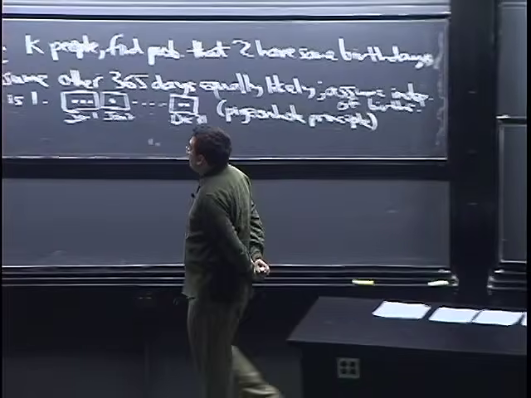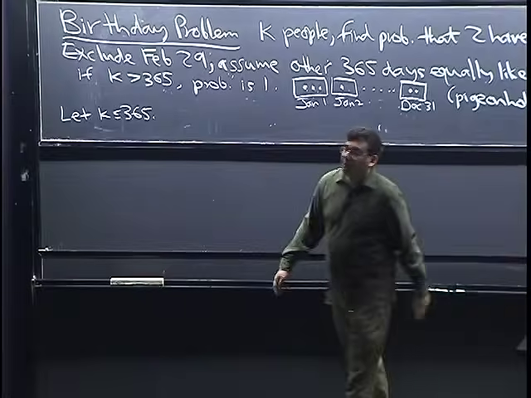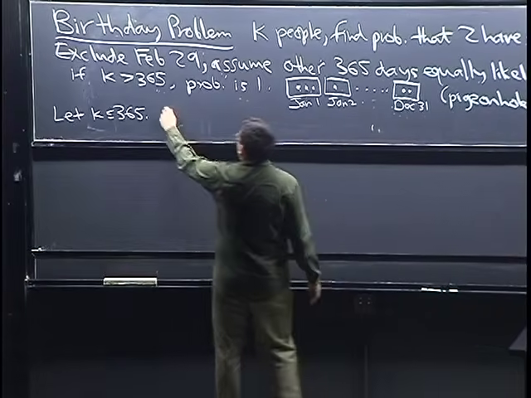Okay, so let's find the probability of a match. Now, it's a little bit easier to work with the complement first, so let's find the probability of no match.